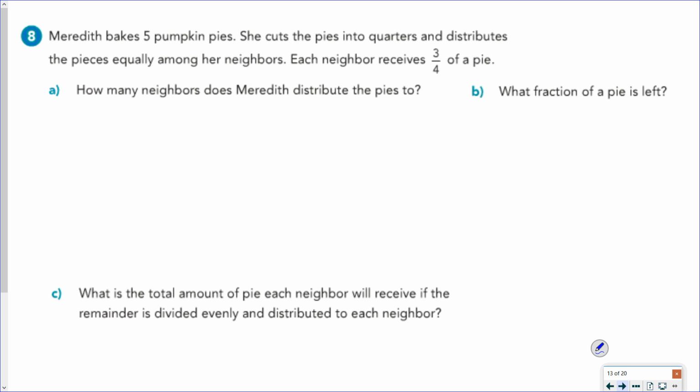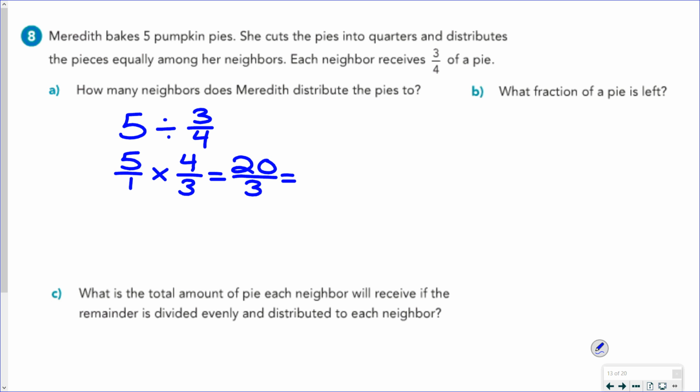So again, we're assuming that she gives all the pies out, or as much out as she can. And figuring out how many neighbors is very similar to figuring out how many children. In the previous problem, we took the 9/6 of clay and divided it by 2/3. So in this situation, we're going to take the 5 pumpkin pies and divide it by 3/4. So we keep the first number, change division to multiplication, use the reciprocal. 5 times 4 is 20. 1 times 3 is 3. 20 divided by 3 is 6 with 2/3. And we're in that same situation again. We cannot have 2/3 of a neighbor. So our answer is going to be 6 neighbors because we do not have enough pie for that 7th neighbor.